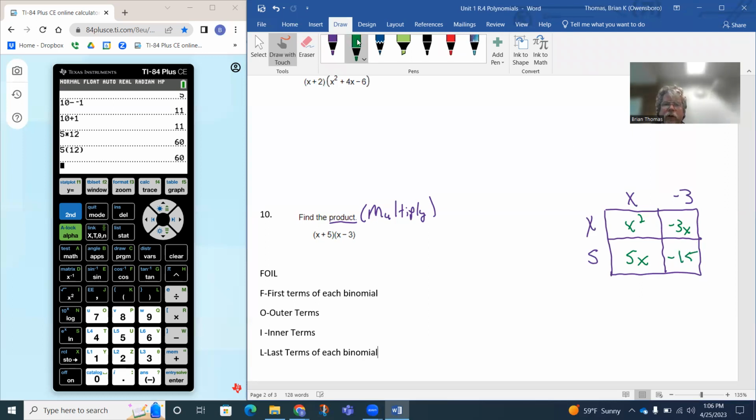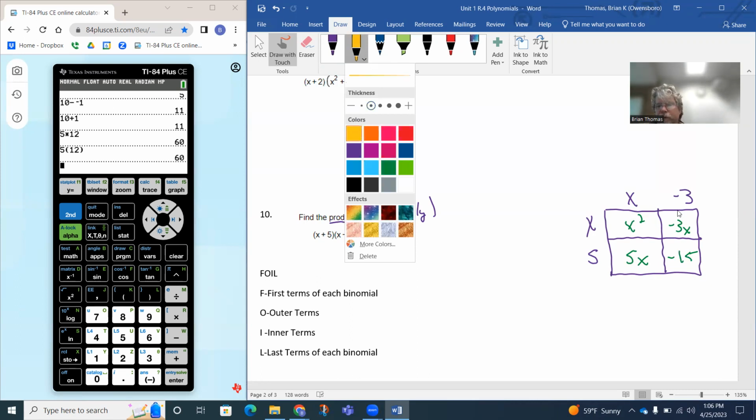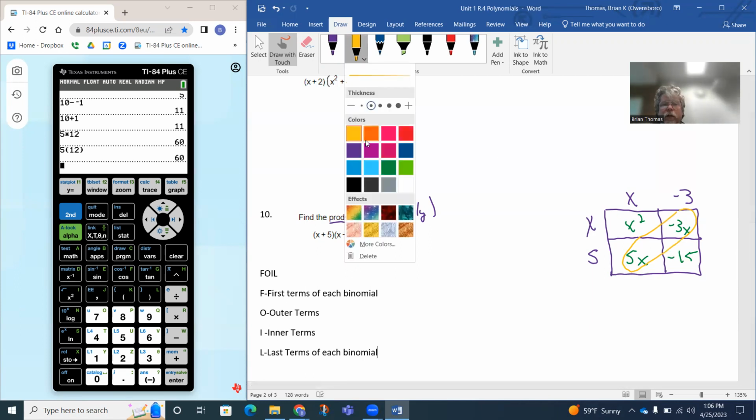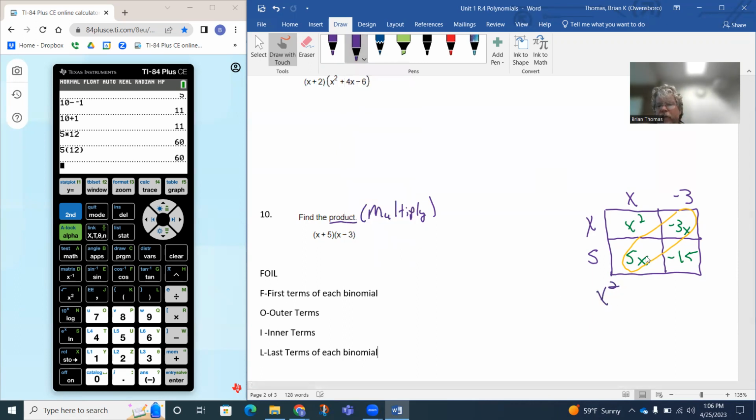So if we note there, we do have some like terms as well. So the inside terms here are going to be alike. So our answer is going to be then the x squared is going to come down. 5x and a -3x is going to be a positive 2x. And then the -15 comes in. So this turns into a trinomial: x squared plus 2x minus 15.